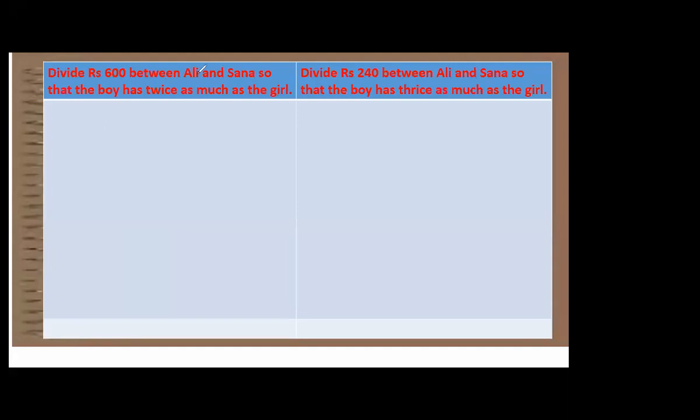What is the difference? I have to divide a certain amount in both questions. Check it out properly. In both questions, a certain amount is going to be divided between Ali and Sana, so that the boy has twice as much as the girl. In the second one, the certain quantity is going to be divided between Ali and Sana, so that the boy has thrice as much as the girl. What is the difference?